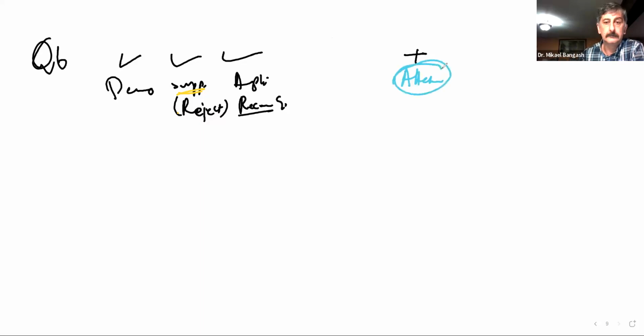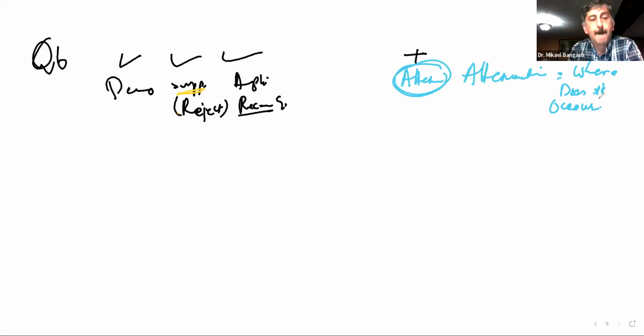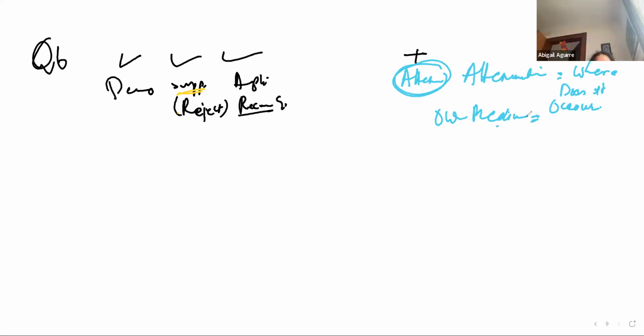Where does this happen? Where does attenuation happen, since it doesn't happen in the receiver? Yes, ladies, where does attenuation happen? In the medium? In the medium. Which medium? What is our medium? You are correct, Abigail. Tissue. Tissues, exactly.